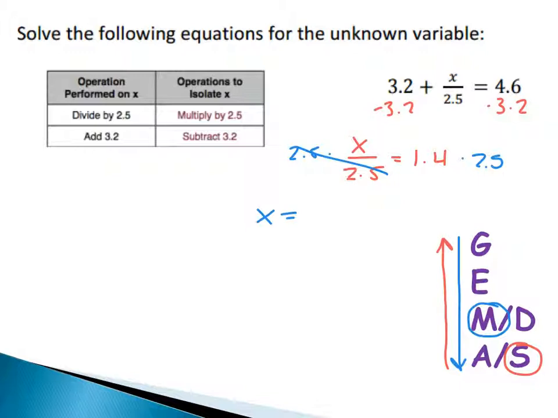is going to give me, now this one you might think, oh my God, decimals. Punch in a calculator, kiddies, when you see those decimals, you're going to get 3.5.